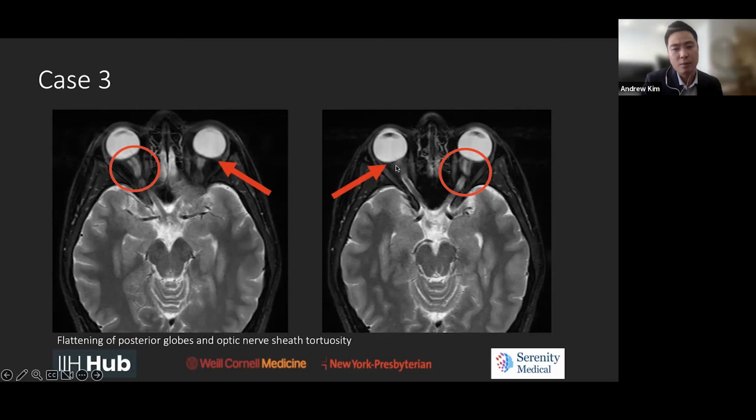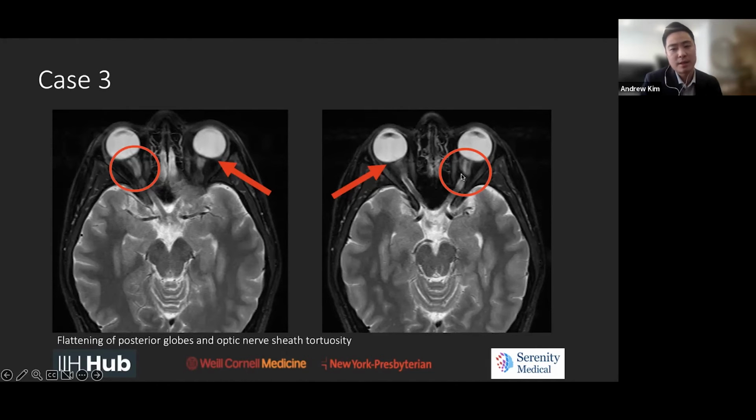You can see that with where the arrows are pointing to, as well as some tortuosity of the optic nerve sheaths, as you can see here where it's circled. You can see that it's tortuous too, because even on these given slices, you can see that some portions of the optic nerves just really cut out of view.